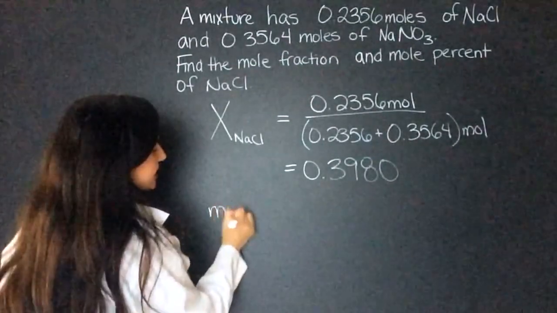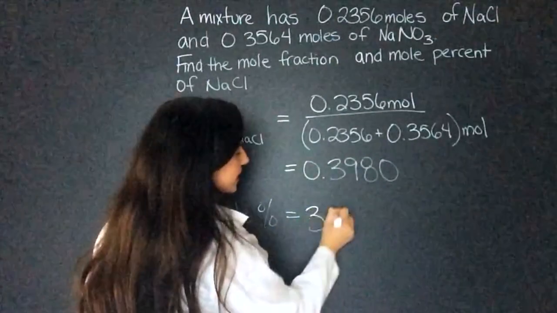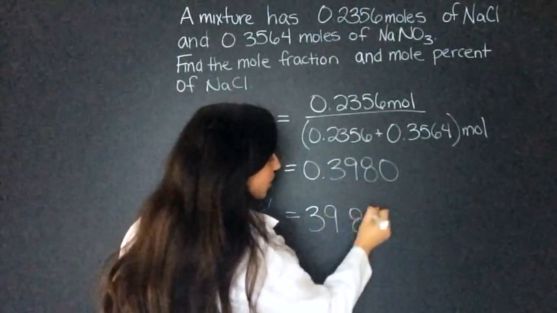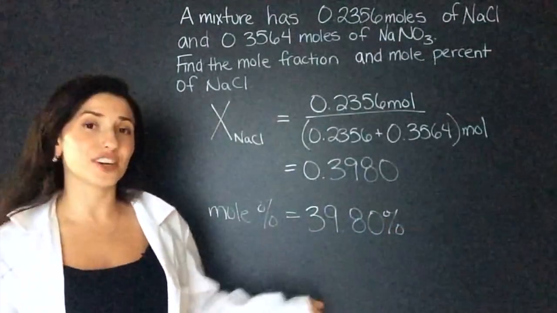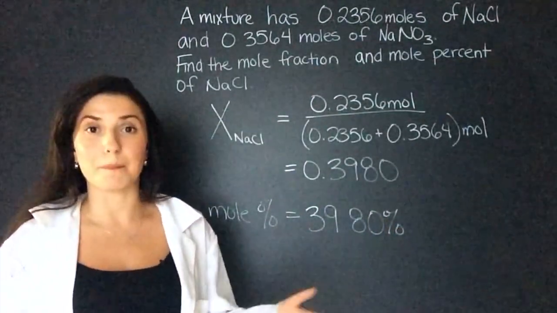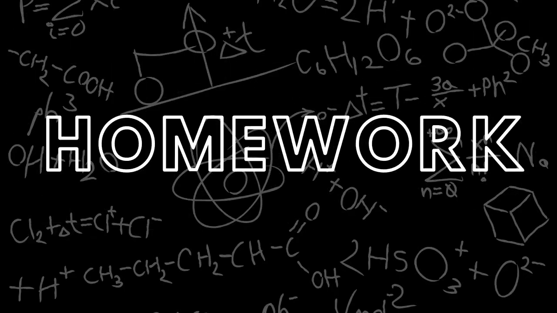The mole percent, all we do is multiply by 100, which will give us 39.80%. So this tells us that 39.80% of the mixture is the moles of sodium chloride.